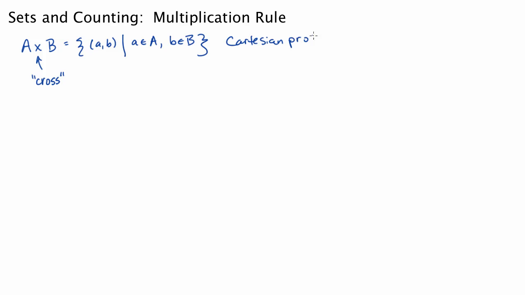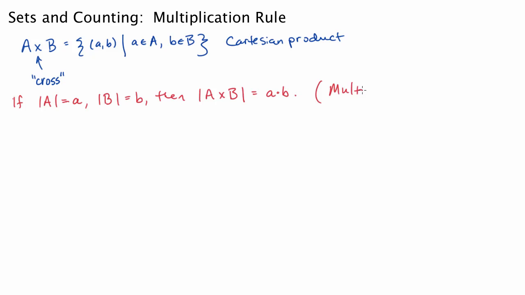Now, it's not such a big deal that you remember the name necessarily, but the reason that this set is important is because of the following rule. If set A has size given by little a, and set B has size given by little b, then if you look at the size of A cross B, or the Cartesian product of A with B, that set has size little a times little b. This is called the multiplication rule.